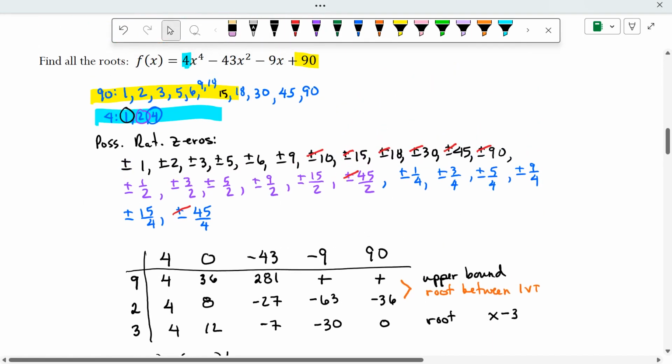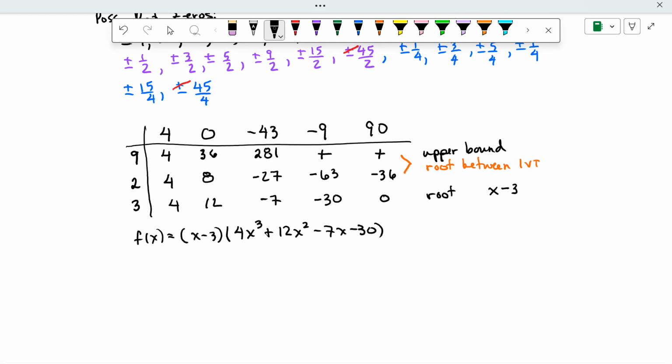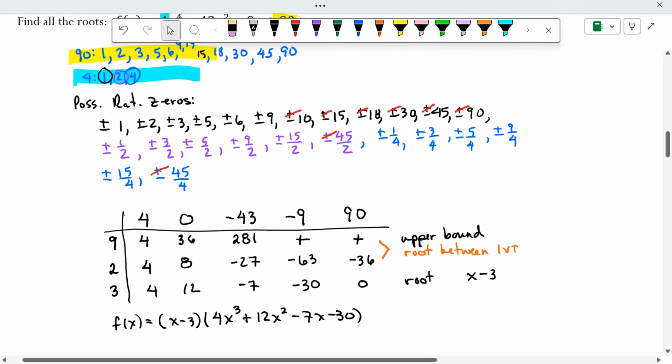I was at x to the 4th. So I now have 4x cubed plus 12x squared minus 7x minus 30. I have now gone from a 5th degree polynomial to a 4th degree polynomial to a 3rd degree polynomial. So I also now am not looking for factors of 90, but factors of 30.